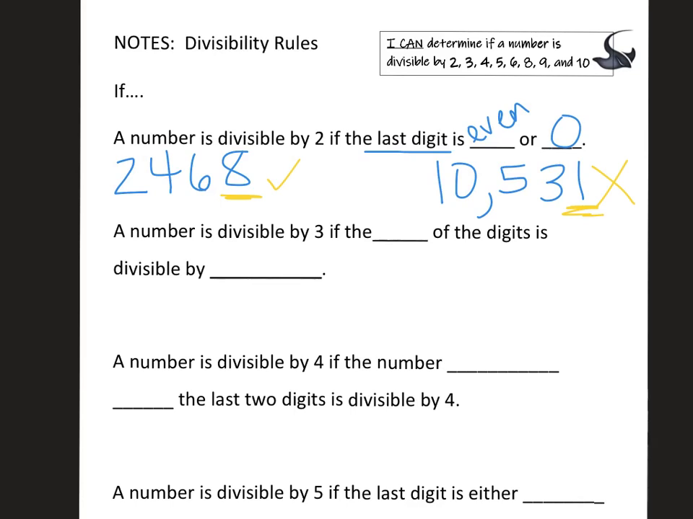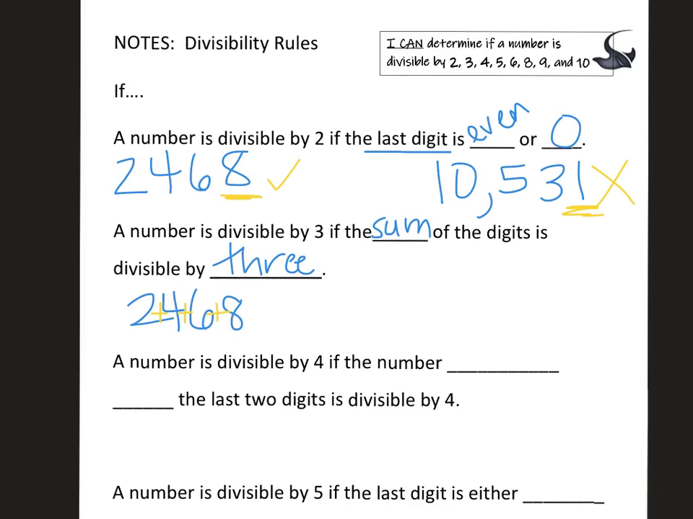And then, like you saw in your warm-up today, a number is divisible by 3 if the sum of the digits is divisible by 3. So for instance, that 2,468 I already used to see if it was divisible by 2. Well, now I'm going to determine if it's divisible by 3. So I add the digits, or sum them together.